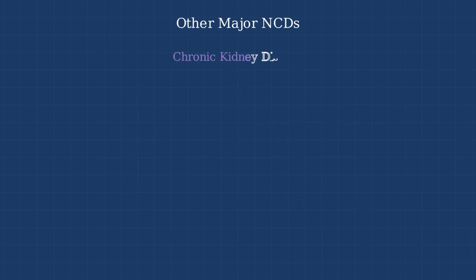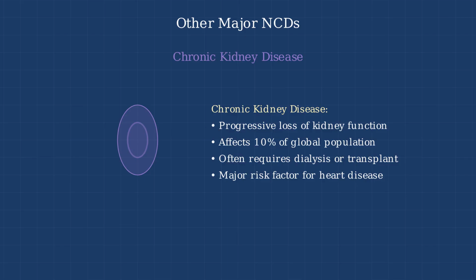Chronic kidney disease involves the progressive loss of kidney function. It affects approximately 10% of the global population and can eventually require dialysis or kidney transplantation. CKD progresses through stages as kidney function gradually declines. It's both a consequence of and contributor to other NCDs, particularly cardiovascular disease.